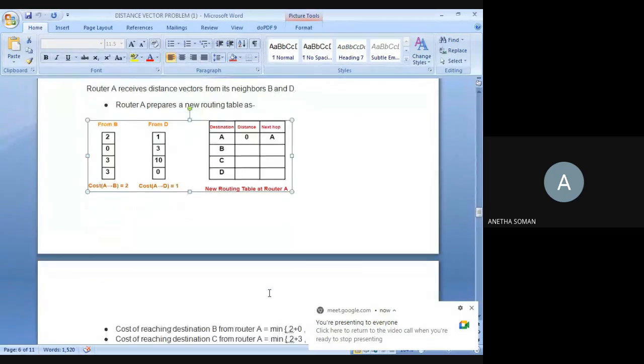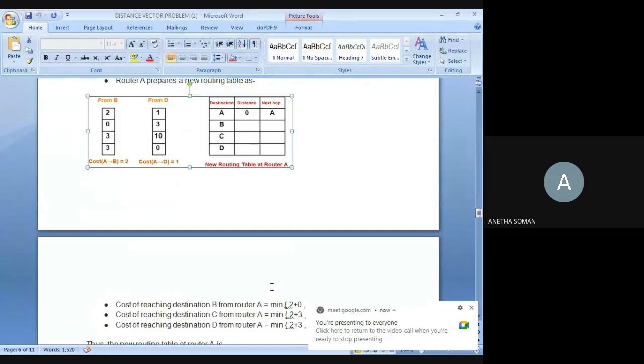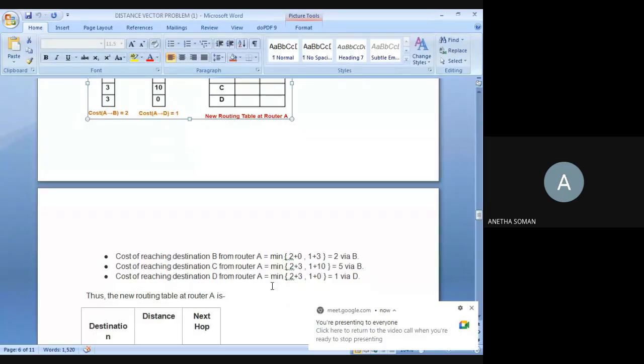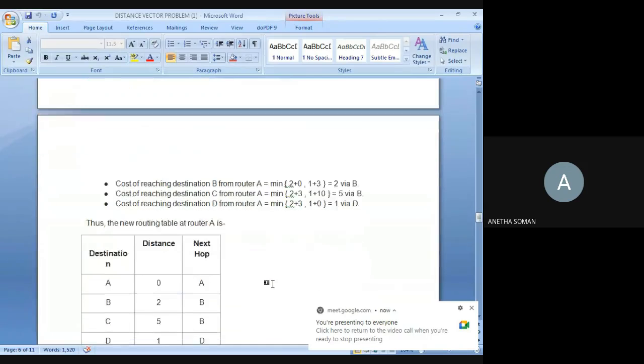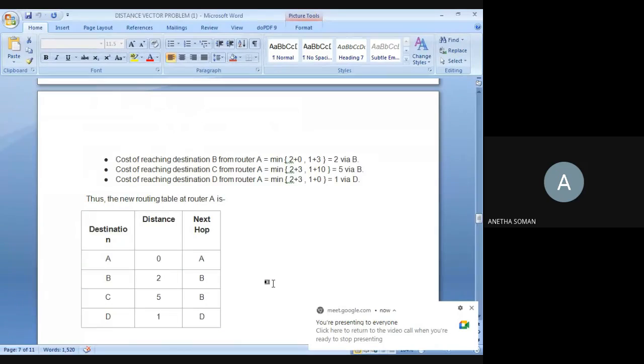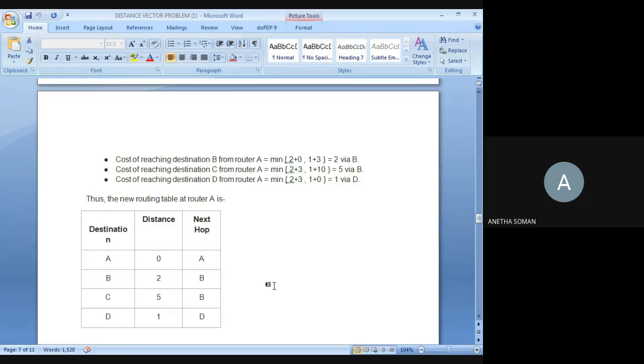2 plus 3 and 1 plus 0. Yeah, it will be 1, 1 via D, right? So your new routing table will be A0A, B2B, C5B, and D1D. Note it down. Your new routing table at router A will be equal to A0A, B2B, C5B, and D1D.